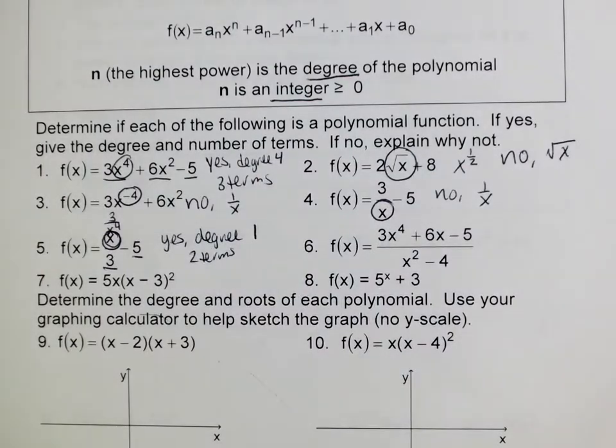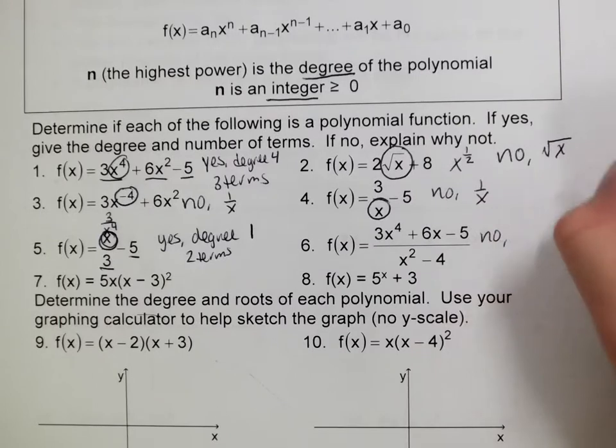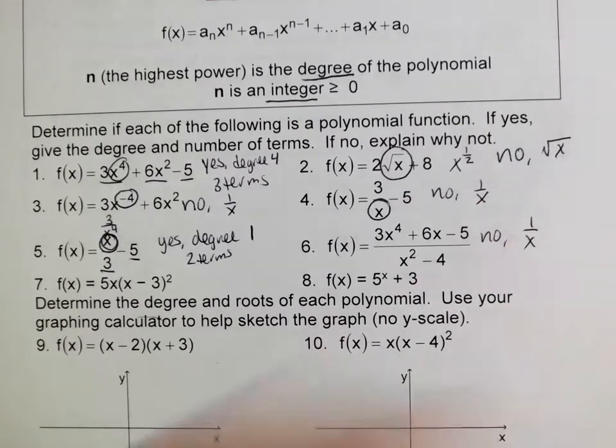Question number 6. Again, you have an x in the denominator. So this is not going to be a polynomial. Again, this is a rational function. Question number 7 is a little tricky.